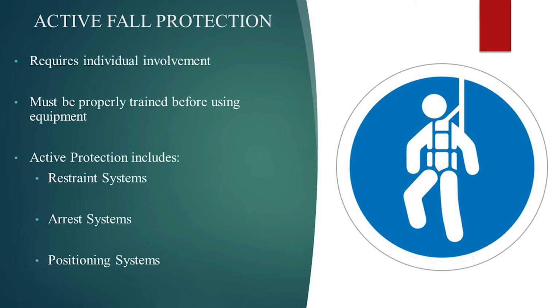Active fall protection requires equipment that restrains the worker. Before any of the active fall protection equipment is used, individuals must be properly trained in accordance with the manufacturer's instructions. The 3 most common active fall protection systems are the restraint system, the arrest system, and the positioning system.